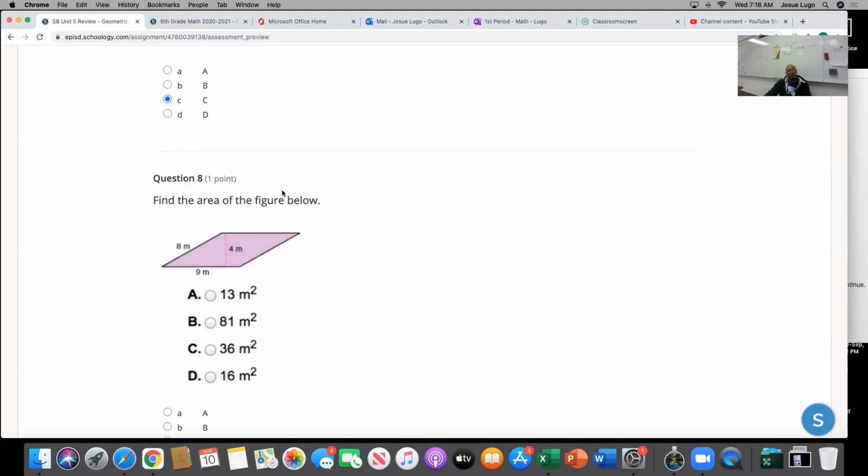The area of the figure below. So area is a 2-dimensional shape. Notice that this is a parallelogram. It is not a rhombus. If it was a rhombus, all sides would be the same, but it doesn't matter because the area of any parallelogram, whether it be a square, a rectangle, a rhombus, or just a parallelogram, is always going to be base times height. Base times height. All right, so the base is 9 and the height is 4.